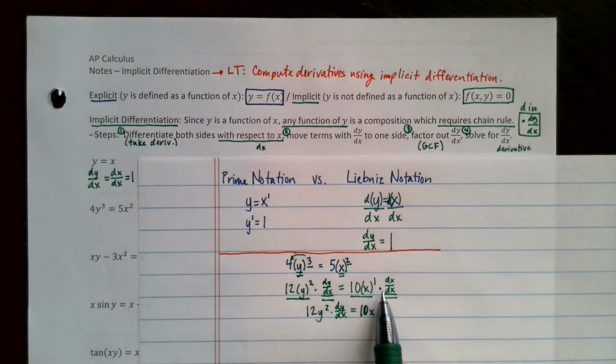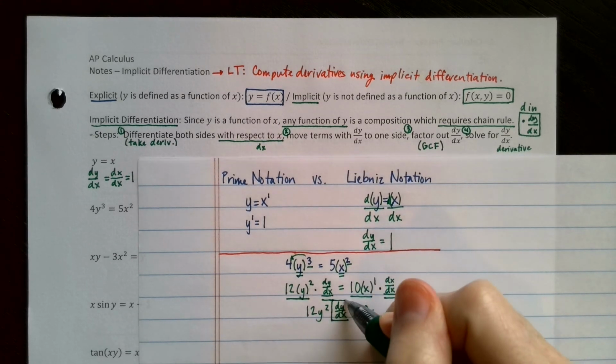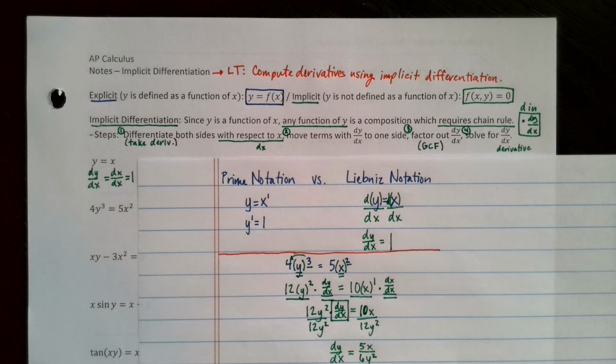So I just cleaned up all of my derivatives here. I got 12y squared times that dy/dx equals 10x. Remember that was times 1. So to get dy/dx by itself, algebraically, I would have to divide by 12y squared on both sides. So final answer, when I divide by that 12y squared, my dy/dx, which is my derivative that I was looking for, reduced the 10 over 12, is 5x over 6y squared.